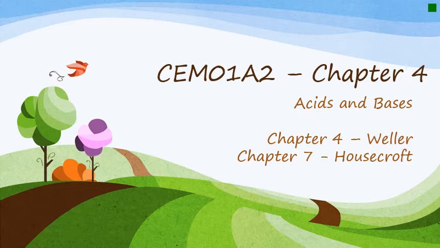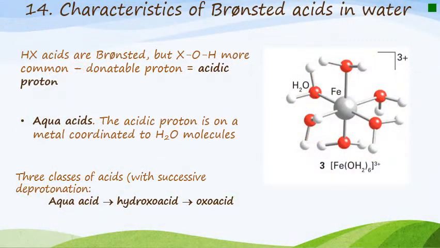Okay, so we are going to move to the second section, which is the characteristics of Brønsted acids in water. Now, there are three types of acids that we will look at, especially those that contain oxygen and hydrogens. Obviously, we need the hydrogens for there to be proton donation.